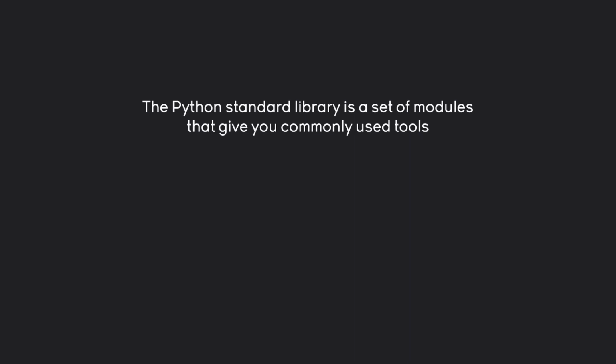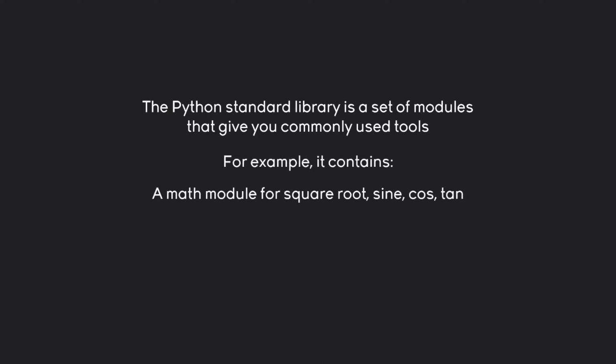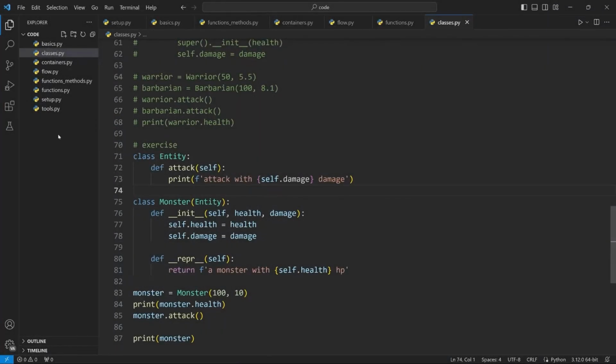First of all, though, we can work with the Python standard library. This is just a set of inbuilt modules that give you lots of commonly used tools, like for example the math module for square root and then cosine and tangent. There's also a module for random numbers and a module for the alphabet, so if you ever need the strings of the alphabet, it's quite easy to get. You don't have to write it by hand.